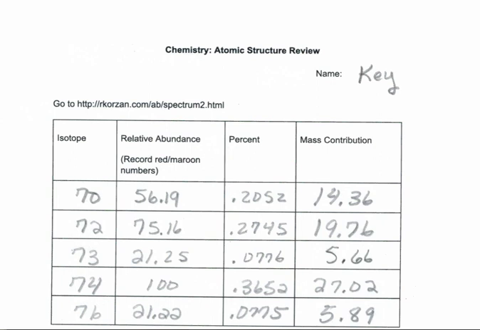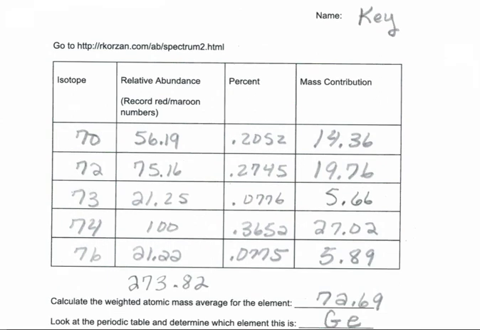All right, this is a video review key for our atomic structure. We're starting off with a mass spectrometer calculation so that we can get the weighted atomic mass average. I've got the data recorded here, but let's go to the spectrum and see where this data comes from.